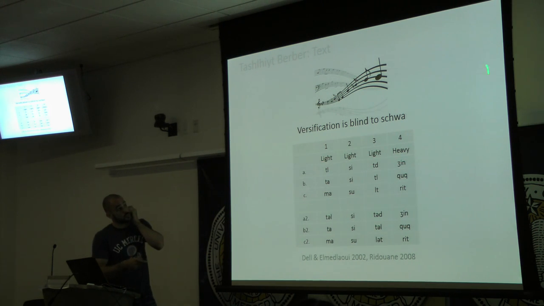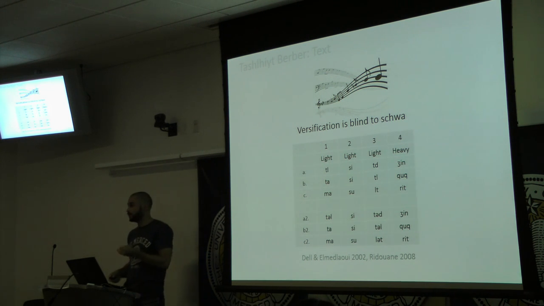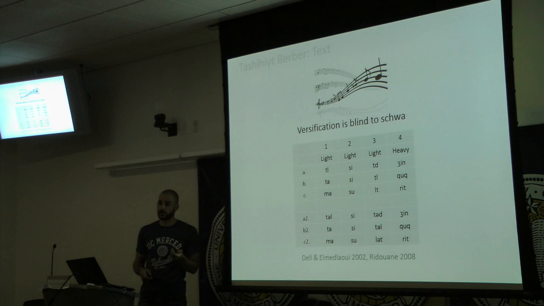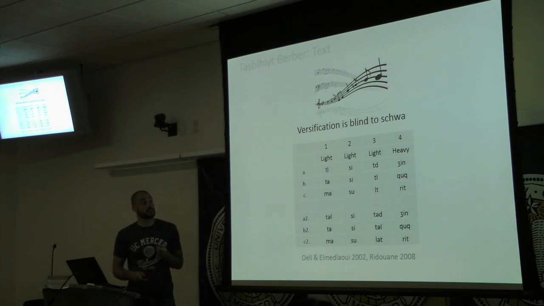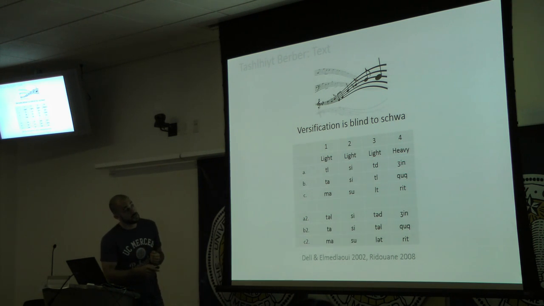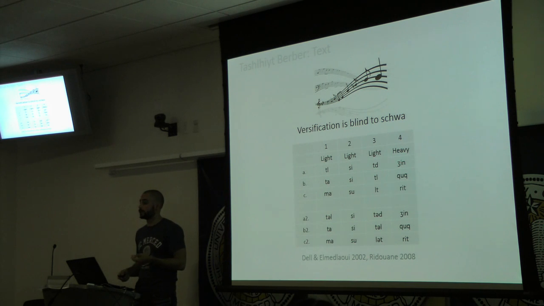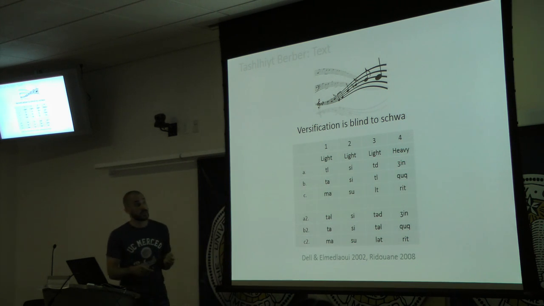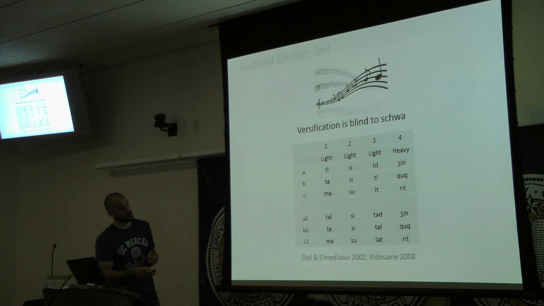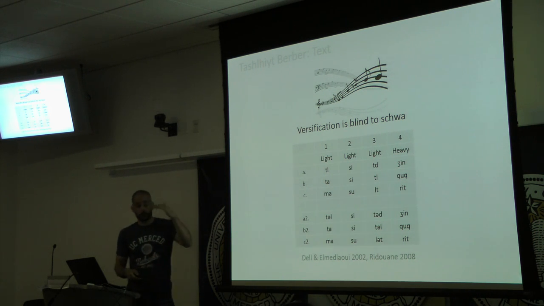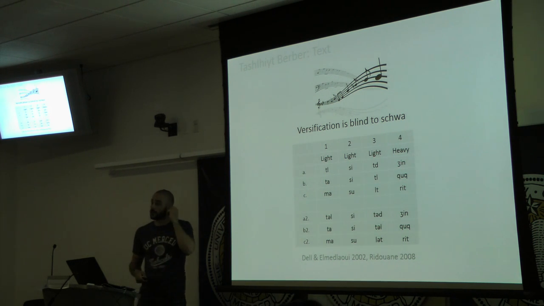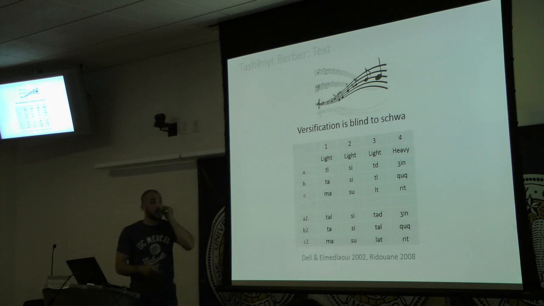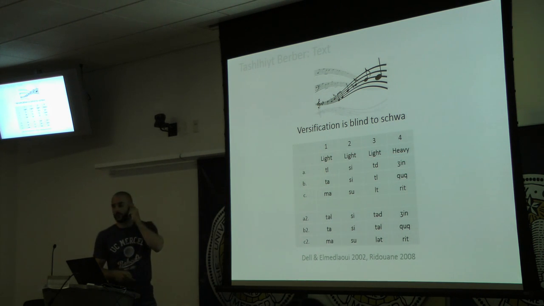Versification in musical tradition is dependent on two types of syllables, light syllables and heavy syllables. Light syllables are syllables with two phonological elements, like C, and heavy syllables are syllables with three phonological elements, like rit down here. And if you compare lines in a particular versification meter, you can see which syllables correspond to which syllable. So this line is made up of three light syllables and a heavy syllable.